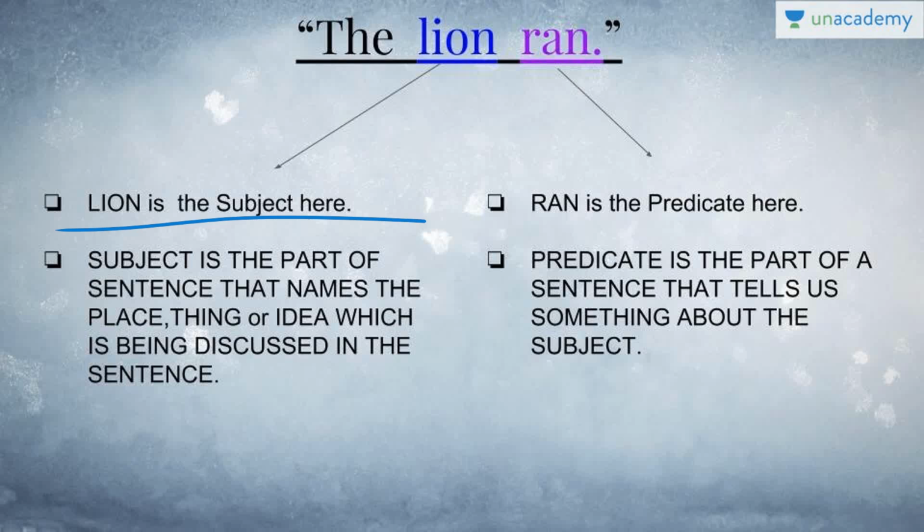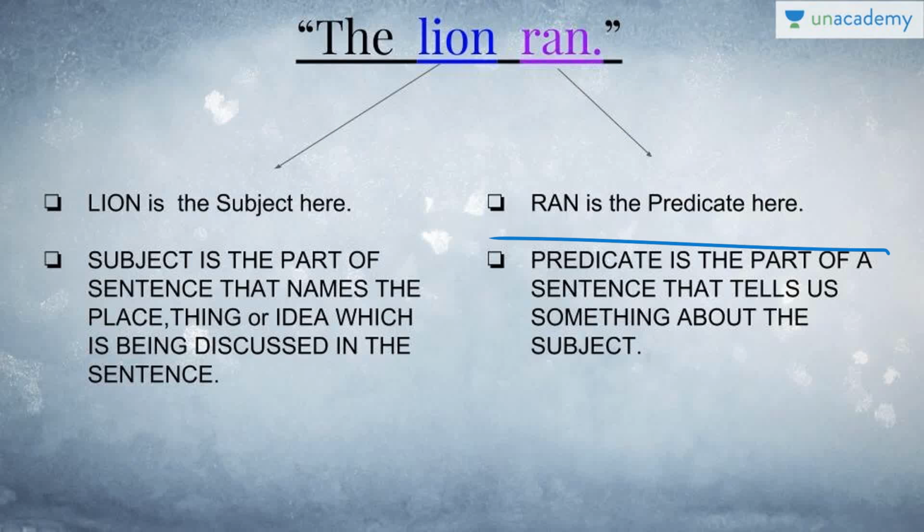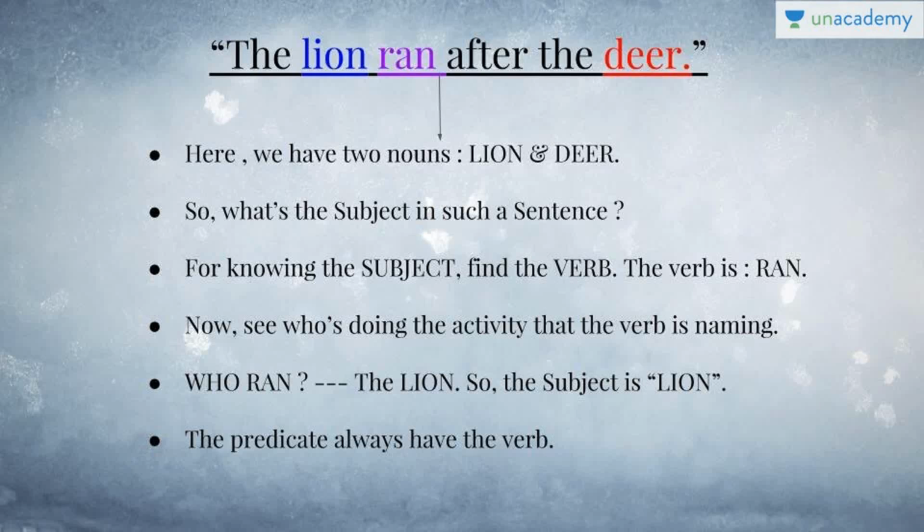Now, the thing which is being said about the subject is the predicate. Predicate is the part of the sentence which tells us something about the subject. The subject here is lion, and the thing that we are getting to know from this sentence is that the lion ran. So ran is the predicate here, right? This was just the meaning of the subject and predicate. I hope it is clear enough.